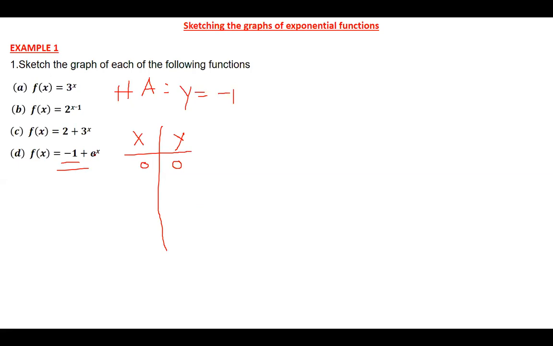So now this e is a number. This number is about 2.718, going up like that, 2.718 going up.